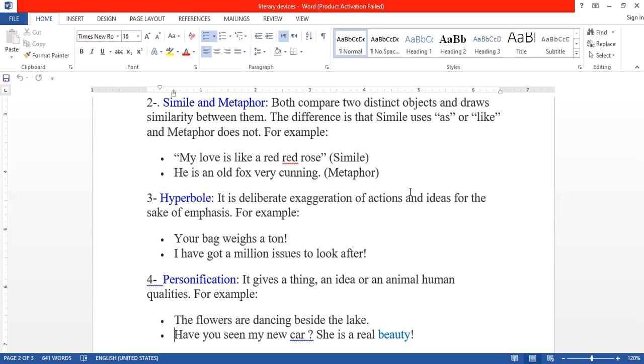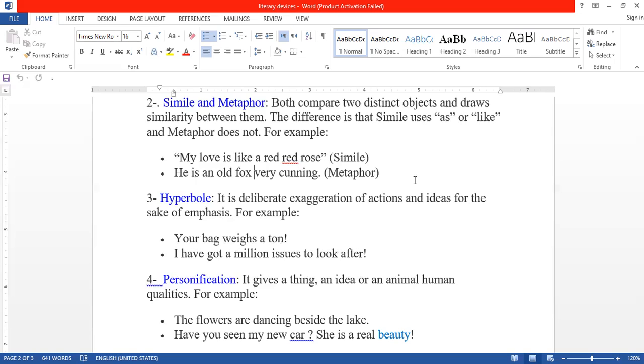See the first example. My love is like a red, red rose. This is a simile because I'm using like. Yes or no? Yes. But with the second example, he is an old fox, very cunning. This is a metaphor. Here, I'm comparing someone with an old fox. You know, the fox is an animal. But what is the message here? We compare a man to an old fox.